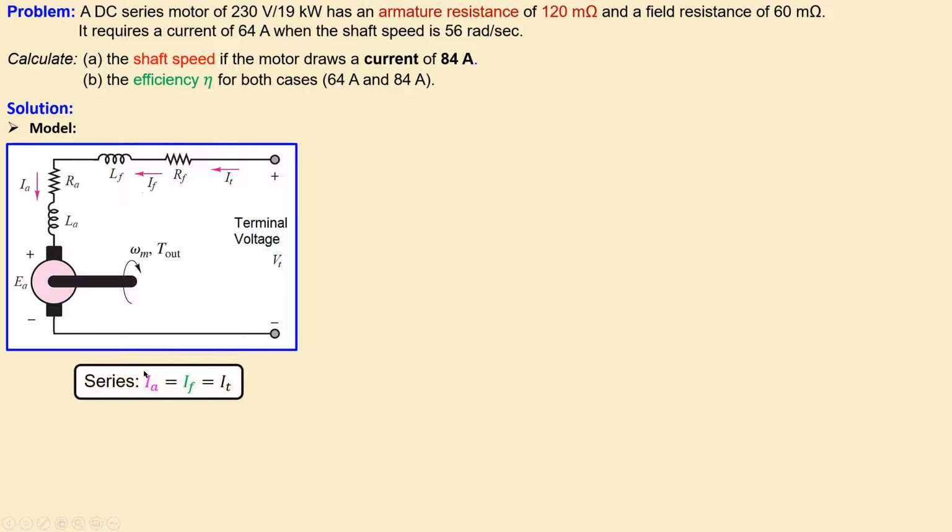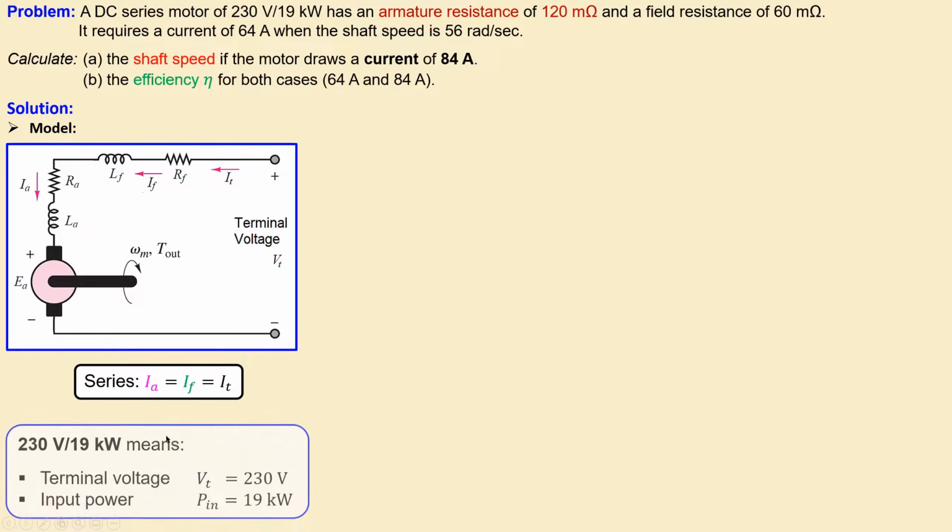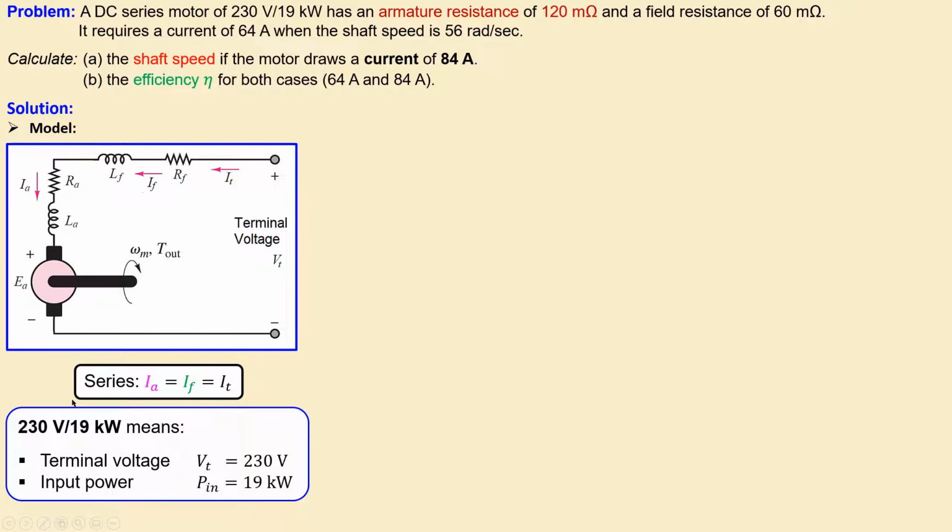And again, we know that this is a series. That means the currents are all equal to each other. So the terminal current is equal to the field current, also equal to the armature current. So we can use one of these to calculate the required values. In addition, we see from the specification we have 230 volts and also 19 kilowatt.